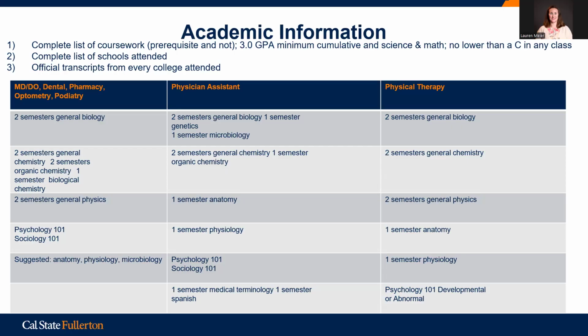For physical therapy, generally you'll need 2 semesters of general bio, 2 semesters of general chem, 2 semesters of general physics, 1 semester of anatomy, 1 semester of physiology, Psych 101, and then usually either a developmental or an abnormal psych course.